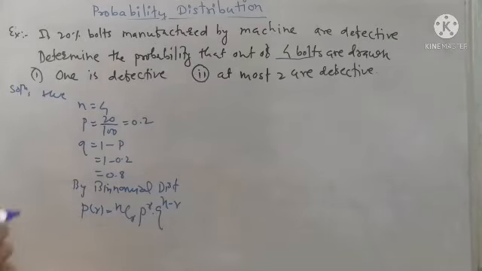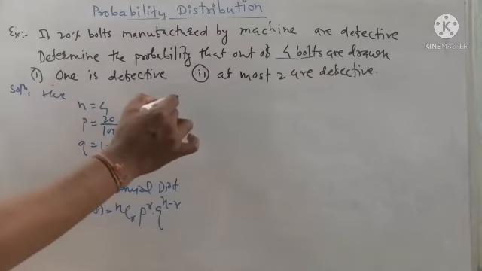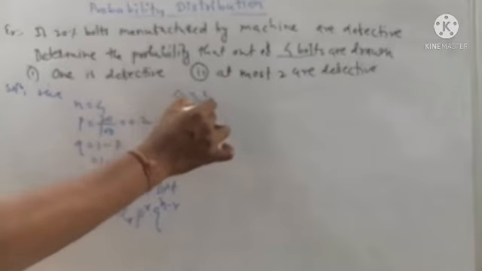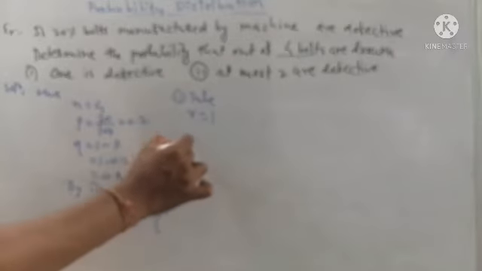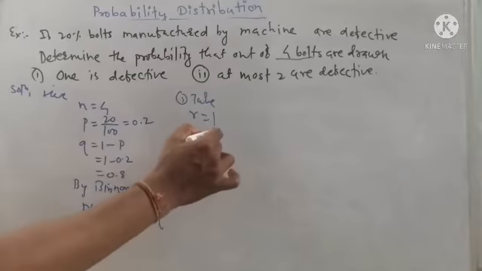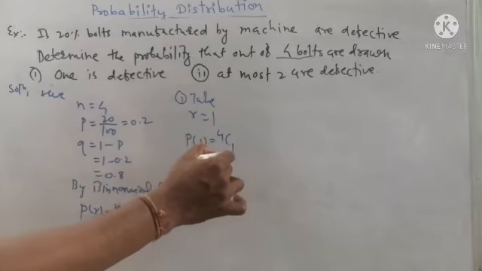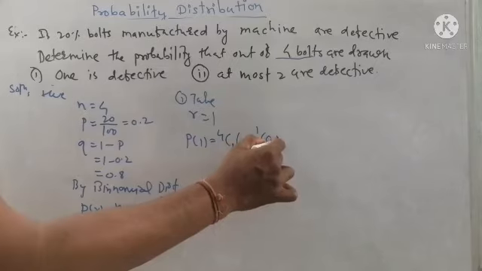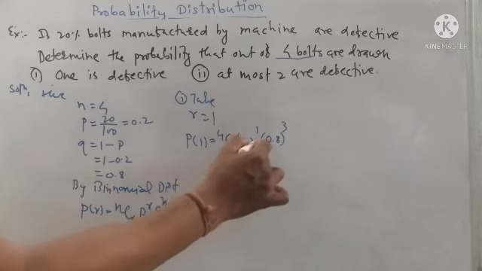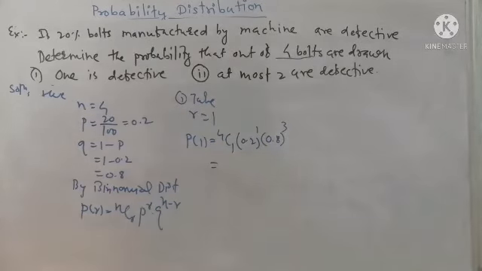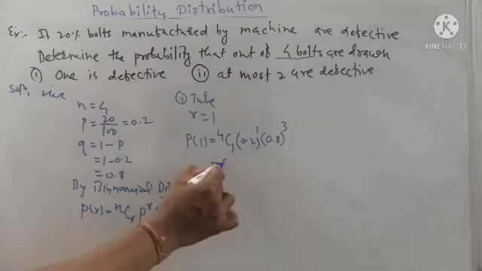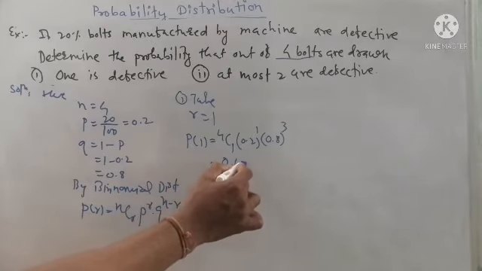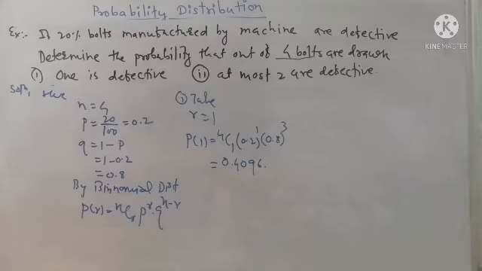Now in the example we have asked for first 1 defective, so take R is equal to 1, so P of 1, by putting 1 in nCr, as n is equal to 4, we get 4C1 into p is 0.2 raised to 1 into q is 0.8 raised to 4 minus 1 is 3. By using a calculator we can simplify this, and the answer is 0.4096. So getting 1 defective bolt out of 4 bolts drawn is 0.4096.